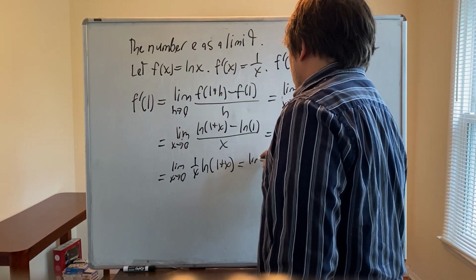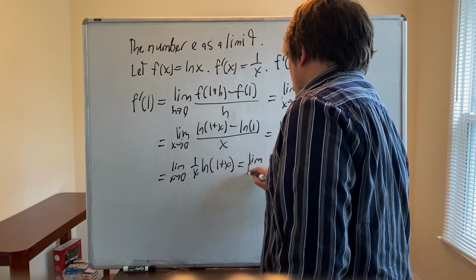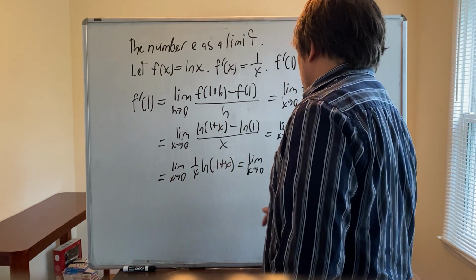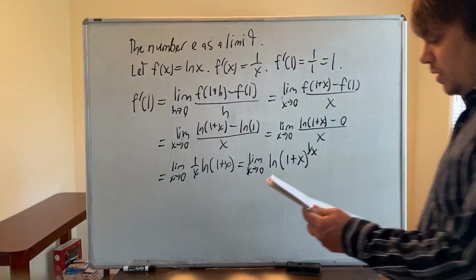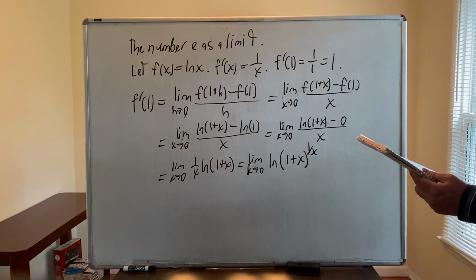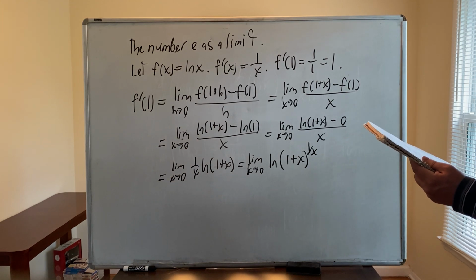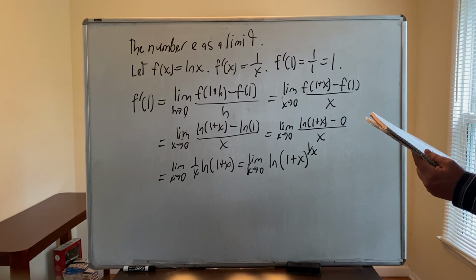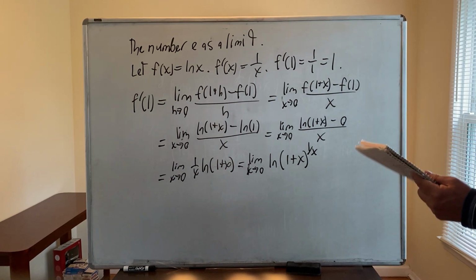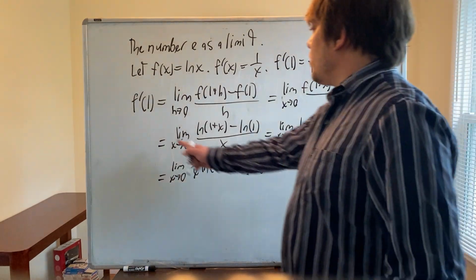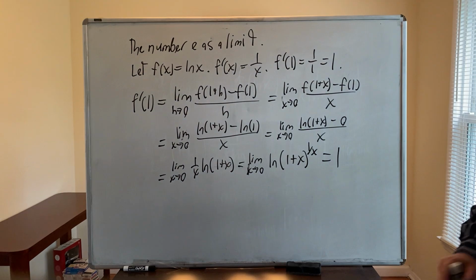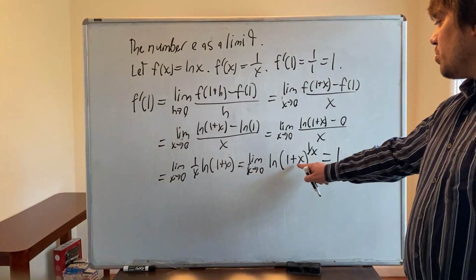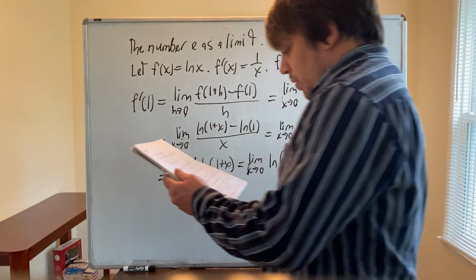And that's equal to the limit as x approaches 0. Using the third law of logarithms, I'm going to move this to the exponent. This is ln of 1 plus x raised to the 1 over x power. Okay, and so we know that f prime of 1 equals 1, and so we can say that limit equals 1. So now we have the limit as x approaches 0 of ln of 1 plus x to 1 over x is equal to 1.